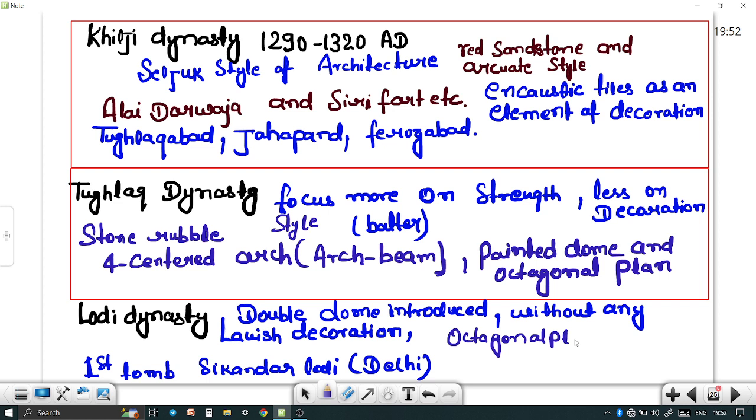Octagonal plan. Now, double domes were also introduced there, which consisted of a hollow dome inside the top dome. Sikandar Lodi's tomb, Delhi, was the first garden tomb built in India.